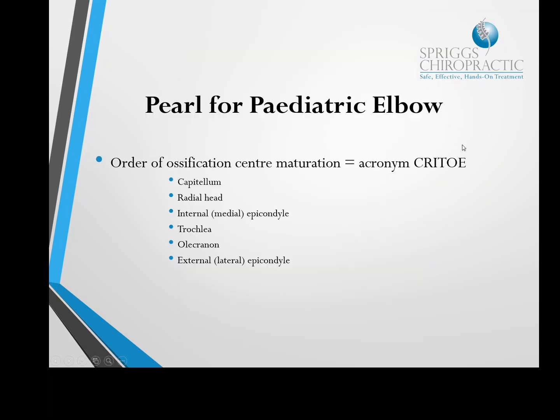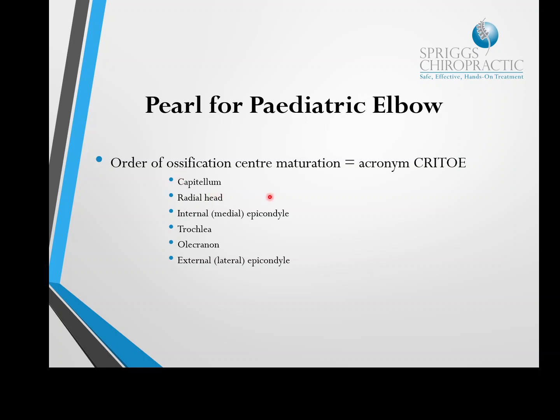So a little pearl to finish on: when you're going through the pediatric elbow, the order of ossification center maturation, okay, the acronym used is CRITO. Obviously the reason why is because the first one to form is the capitulum, then it's the radial head, then it's what they label as the internal epicondyle, which is obviously the medial epicondyle, then the trochlea, then the olecranon, then the external or lateral epicondyle. Okay, so CRITO is the acronym used to remember this.